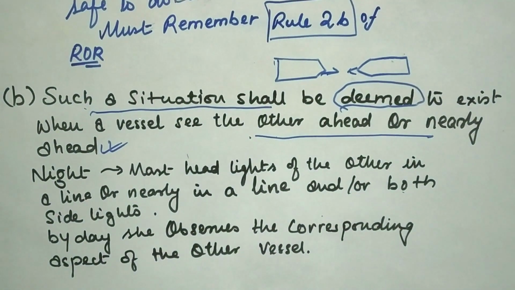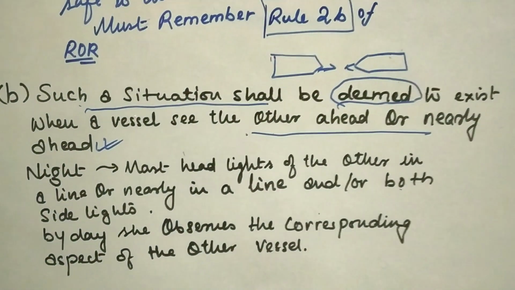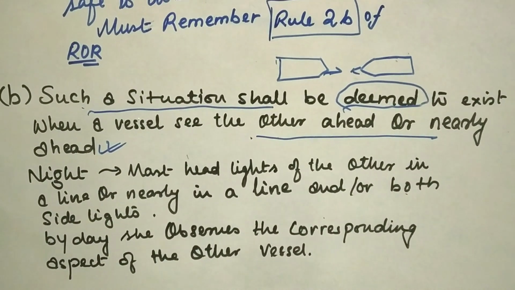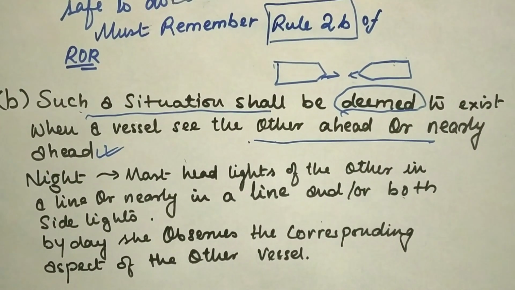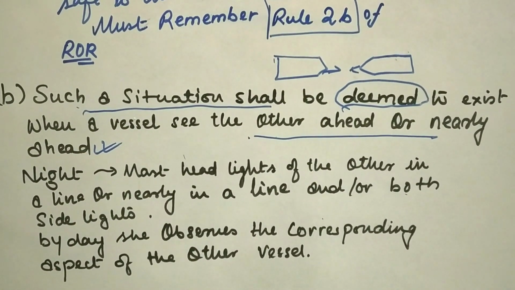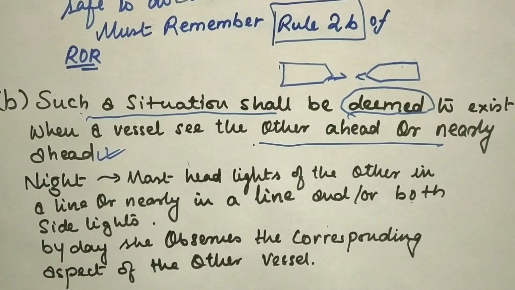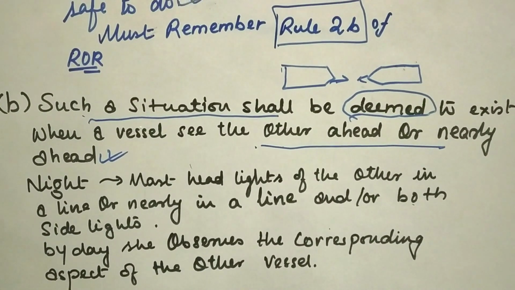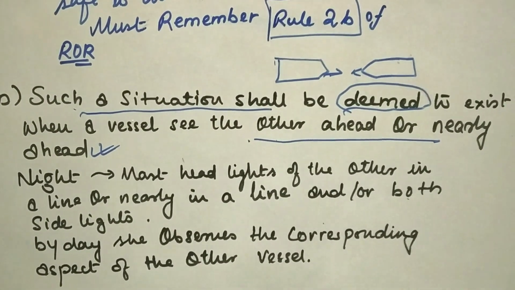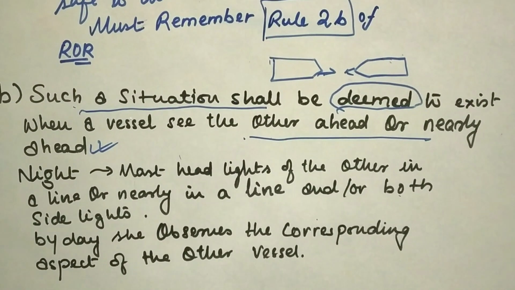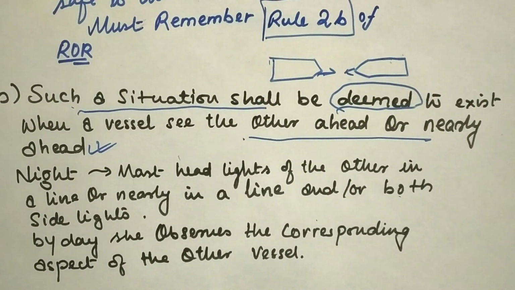So at night, how can you determine that this is a head-on situation? By seeing the masthead lights of the other vessel in line or nearly in line, and also both the side lights in line. By day you will observe the corresponding aspect of the other vessel. So this is how you will determine visually that this is a head-on situation.